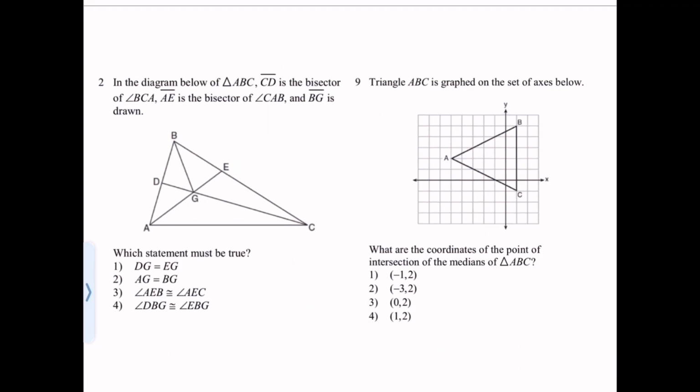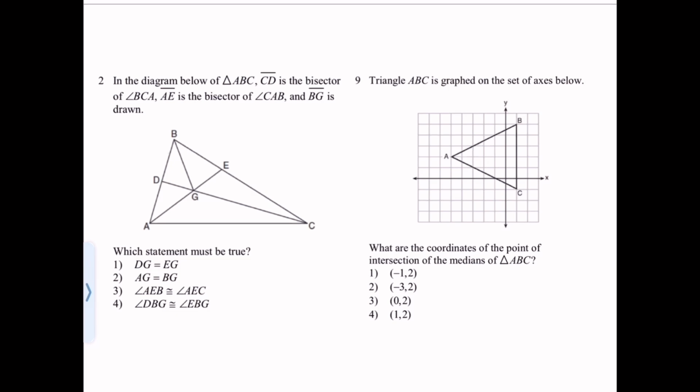In the diagram below of triangle ABC, line CD is the bisector of angle BCA, AE is the bisector of CAB, and BG is drawn. Which statement must be true? CD is the bisector of angle BCA, so that means that these two angles are congruent to each other, and AE is the bisector of CAB, and BG is drawn. Since this question is talking about angle bisectors, we know that this point right here is the incenter. So which statement must be true?